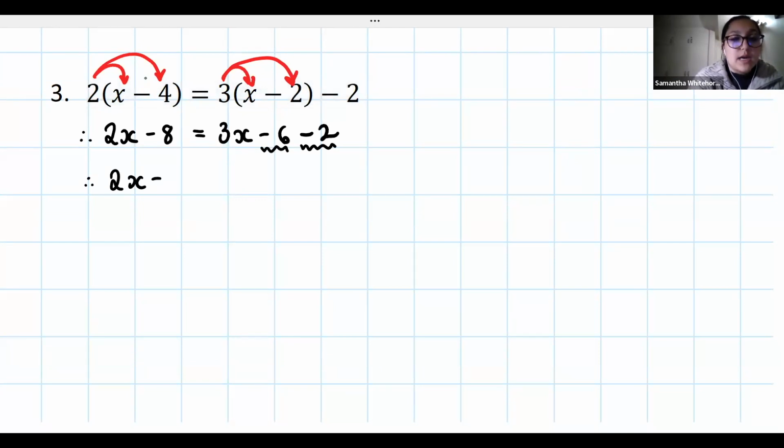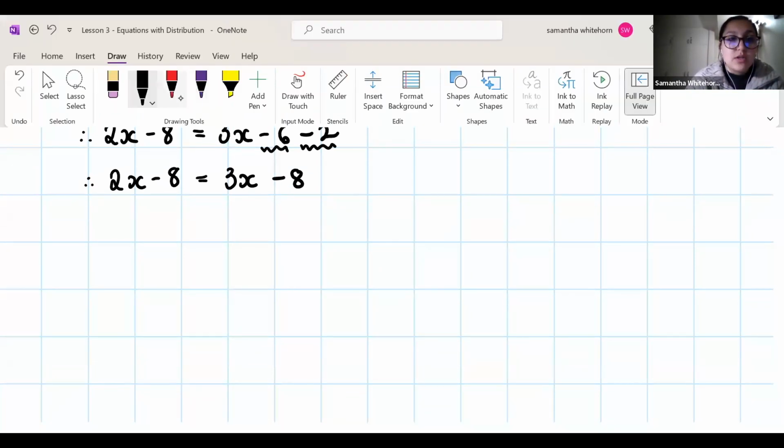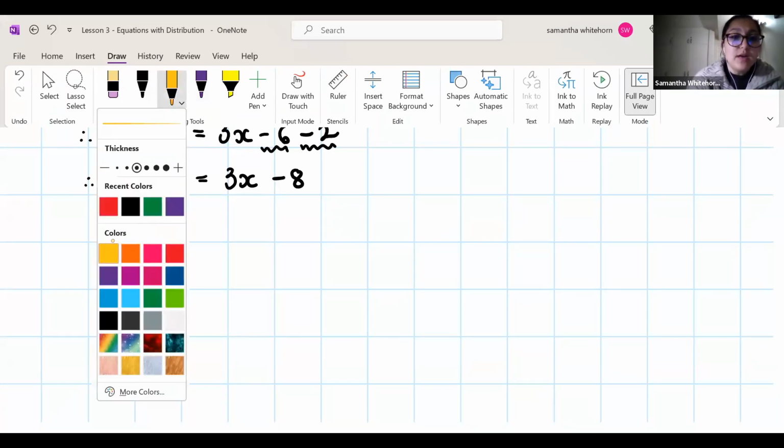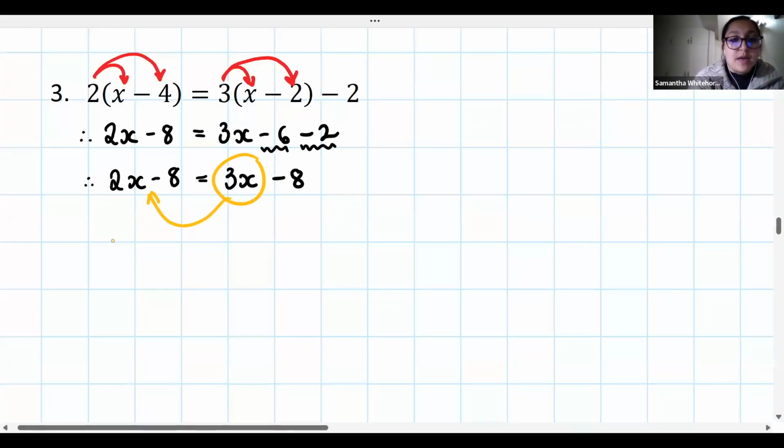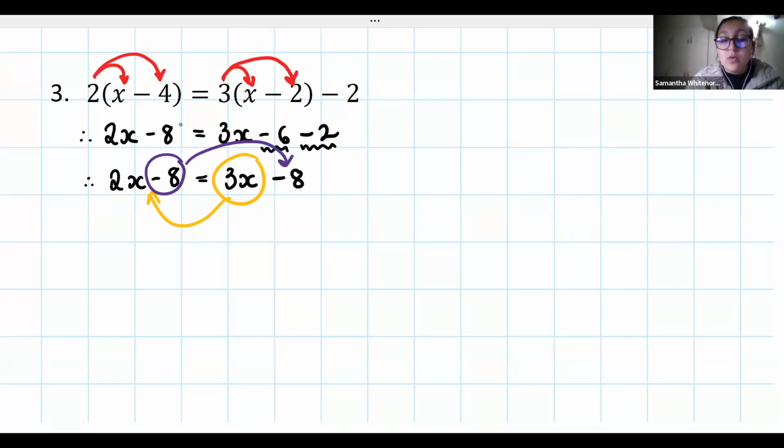So what I would do is I would add them or subtract them because it means that we end up with one less term to deal with. So that becomes 3x minus 8. Now we get all of our terms to the sides we want. So I am going to bring the 3x over, which means that it's going to have to become minus 3x. And then I'm going to bring this negative 8 over, which means it's going to have to become plus 8.